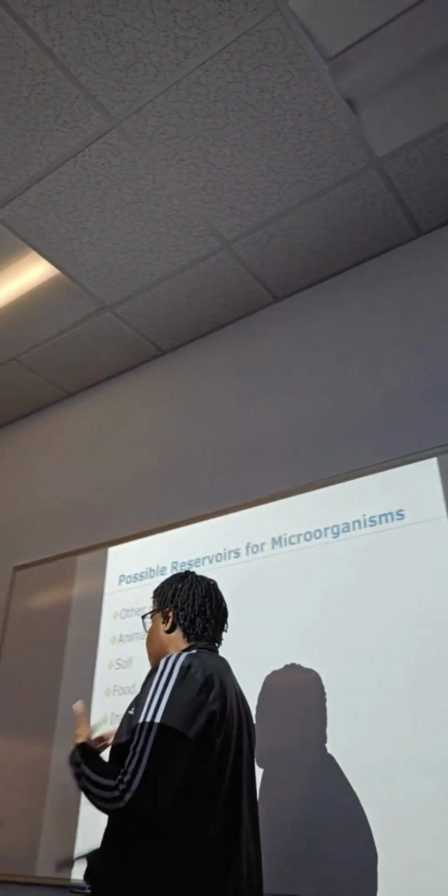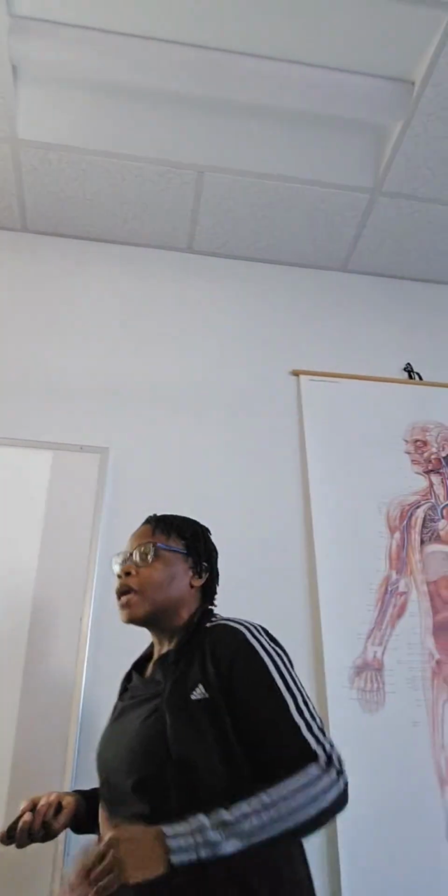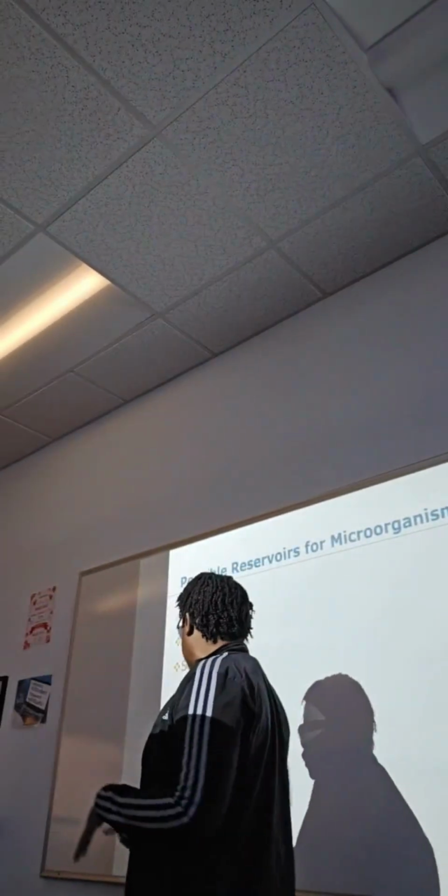Now, possible reservoirs, again, include other people, or people in general, animals, soil, food, inanimate objects. You need to know where these bugs thrive, okay? And once you know where these bugs thrive, then you will know how to provide appropriate care, right?